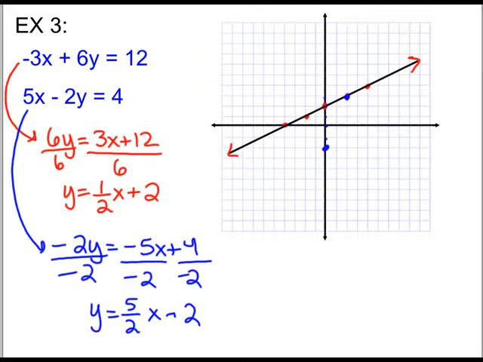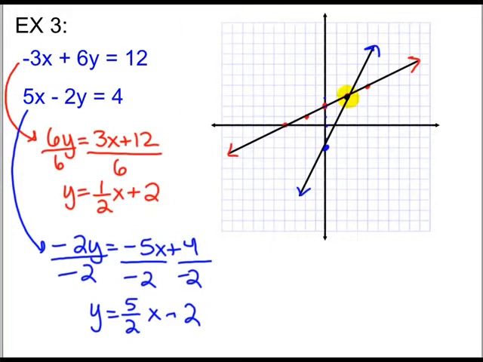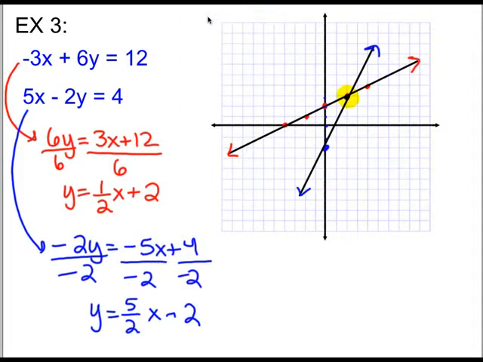Looks like there's my point of intersection. I draw my line, I put my arrows on the end, and then I can figure out where they intersect, which is right here. That ordered pair looks to be 2, 3. And you could go through the same process of checking those, putting the 2 in for x and the 3 in for y in both, and making sure that it works.